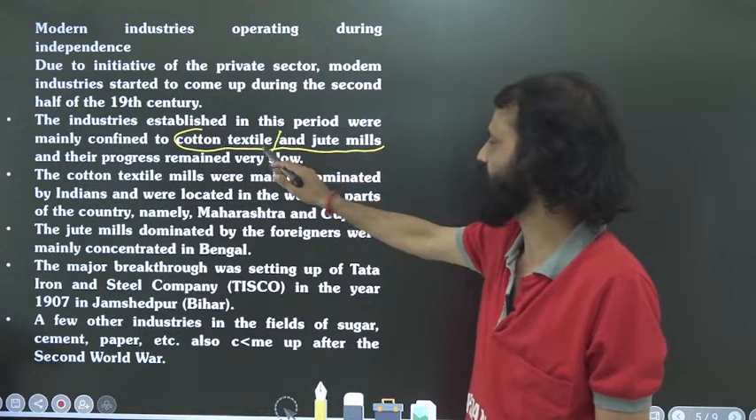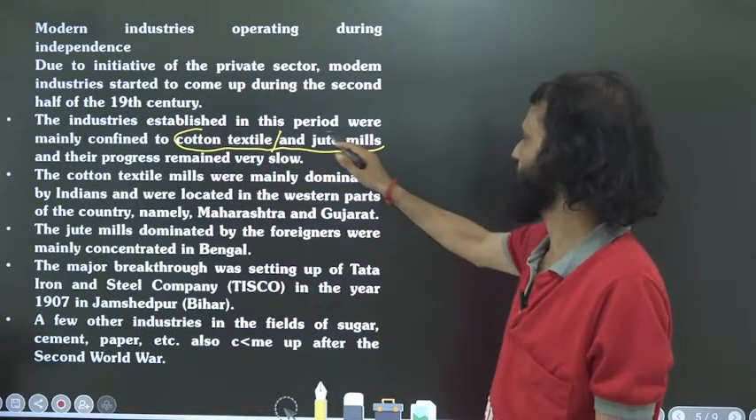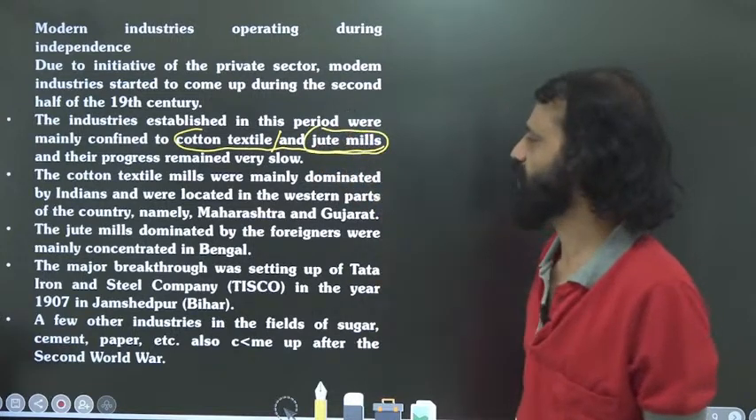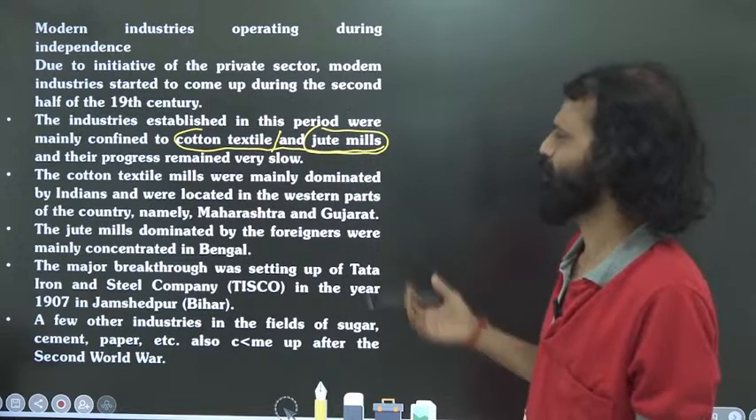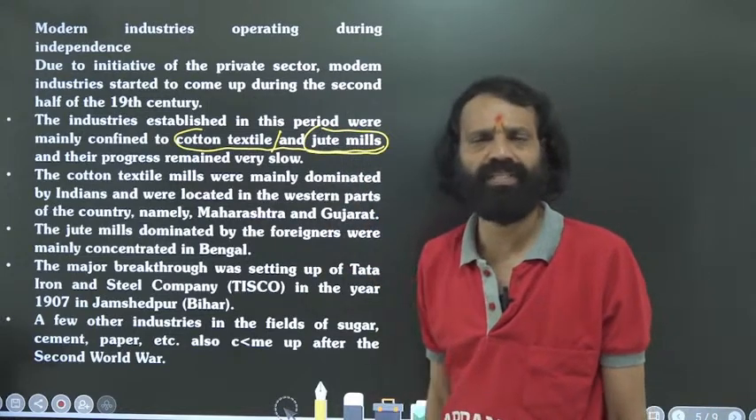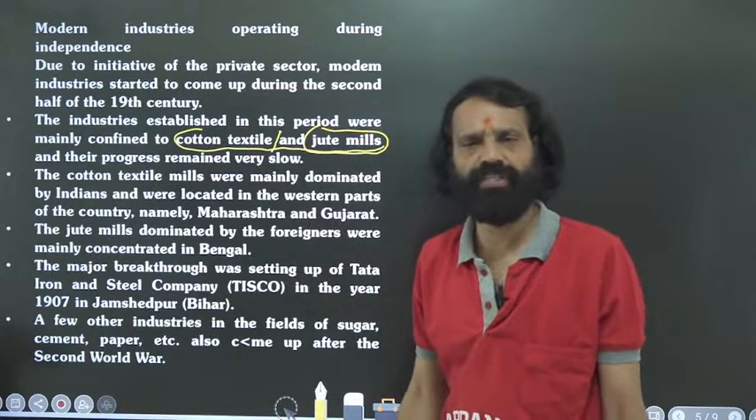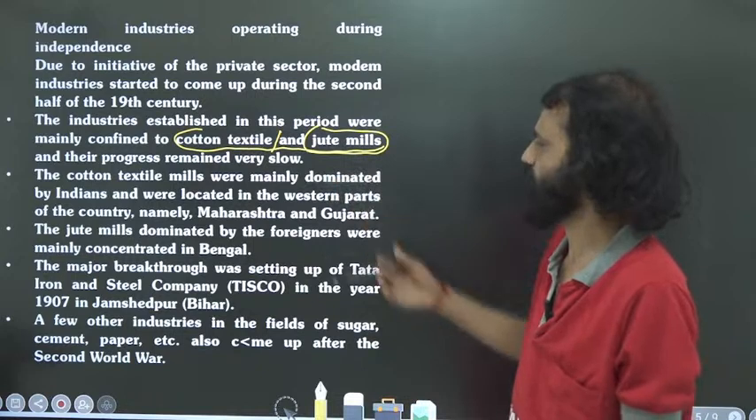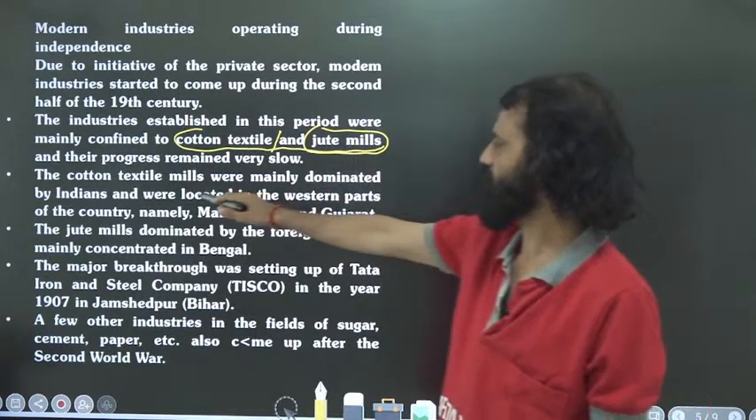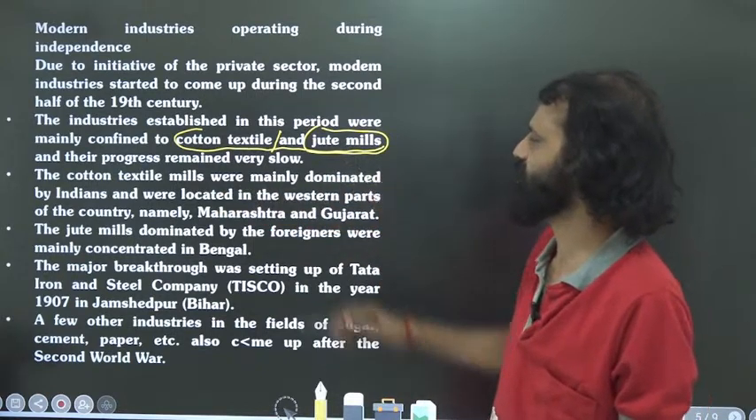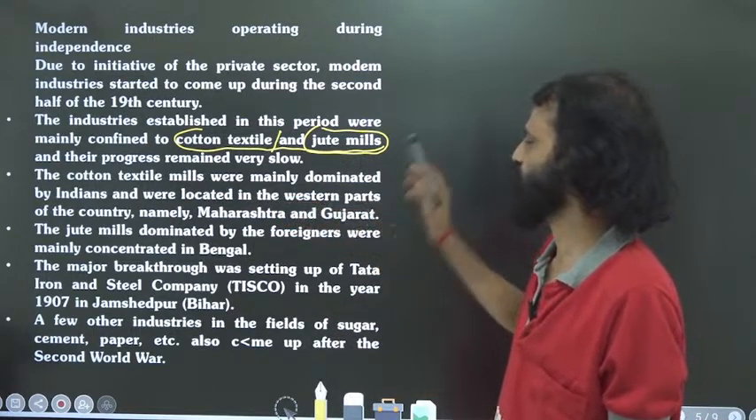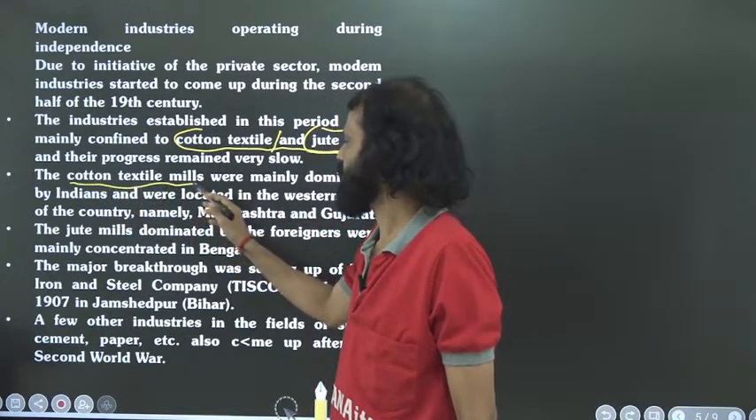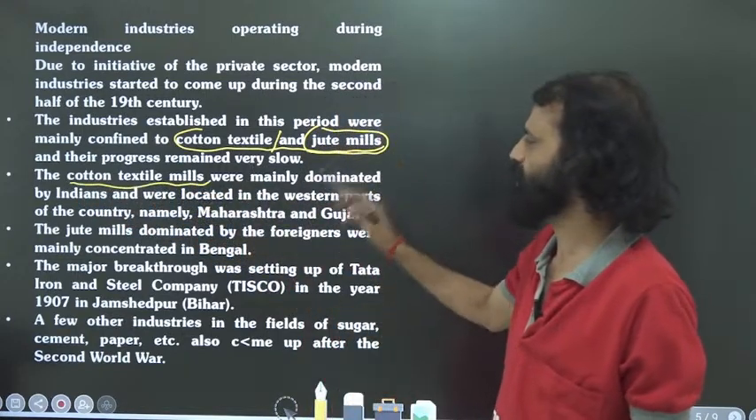Textiles we can mainly see in Mumbai and the Gujarat side, and jute mills mainly in West Bengal. But their progress remained very slow at that time. They didn't see fast changes in their growth. The cotton textile mills were mainly dominated by Indians and were located in the western parts of the country.